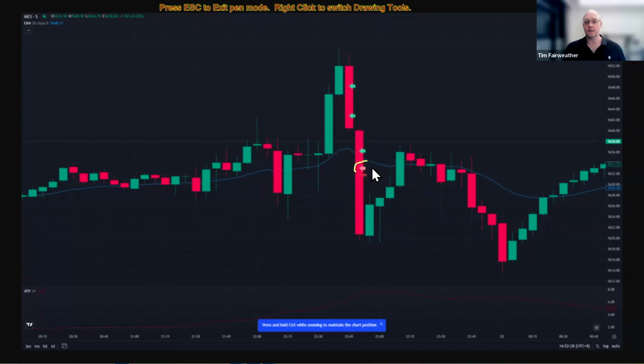And then this exit, you can see now they've realized they're doing the wrong thing. It's time to get out. So I think that's an okay exit once you realize you're making a mistake. But really, if you're taking a breakout trade, the exit should be at the lows where your stop is.